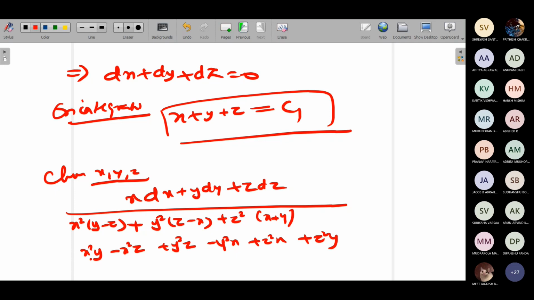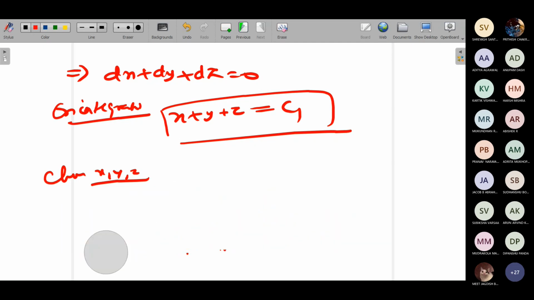You have x square y. There is no x square y over here. You have x square z. There is no x square z here. So what you have chosen is wrong. I just wrote it because I wanted to show you people. So the multipliers you have to choose are 1 by x, comma 1 by y, comma 1 by z.